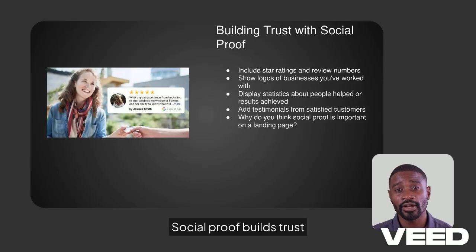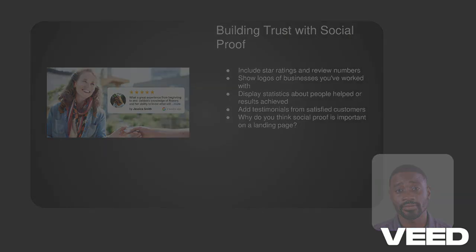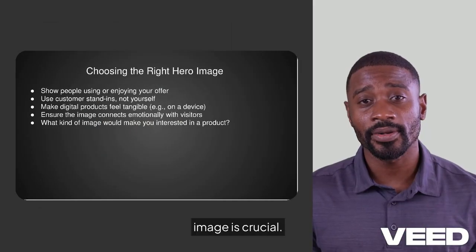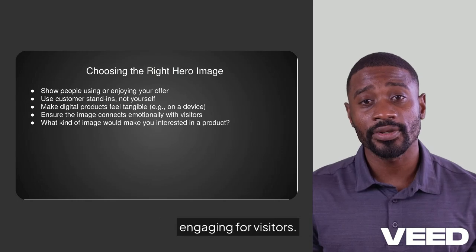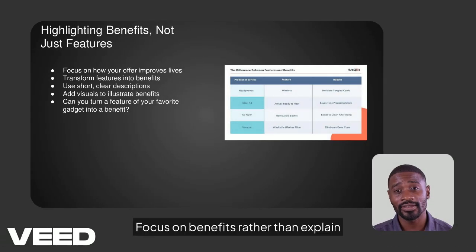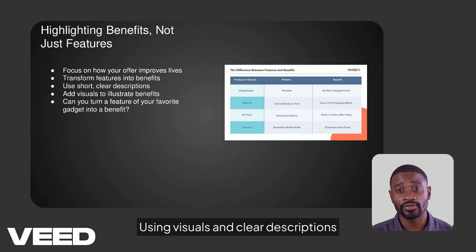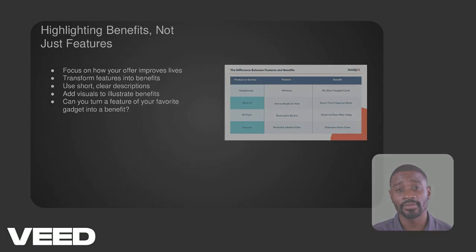Social proof builds trust by showcasing reviews, ratings, and testimonials. Highlighting satisfied customers and successful outcomes can significantly enhance credibility. Choosing the right hero image is crucial. It should show people enjoying your product, making it relatable and emotionally engaging for visitors. Focus on benefits rather than features. Explain how your product improves lives, using visuals and clear descriptions to illustrate these advantages.